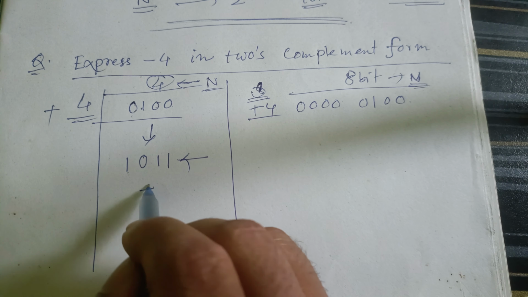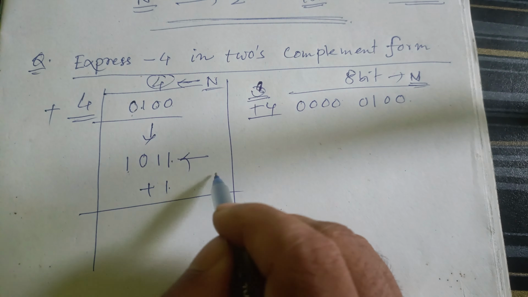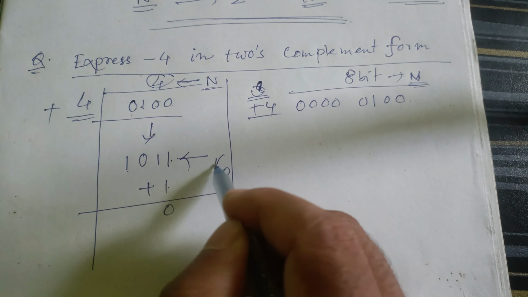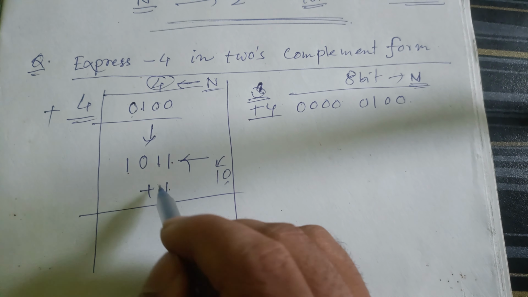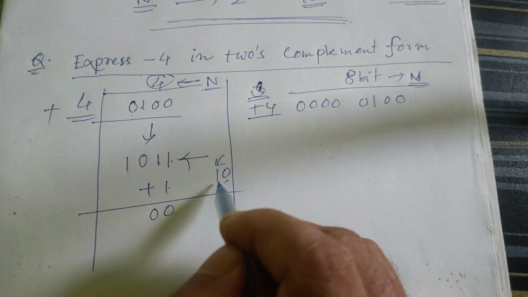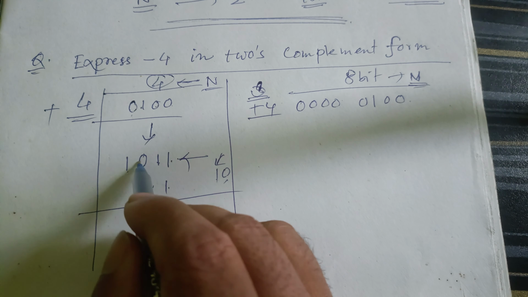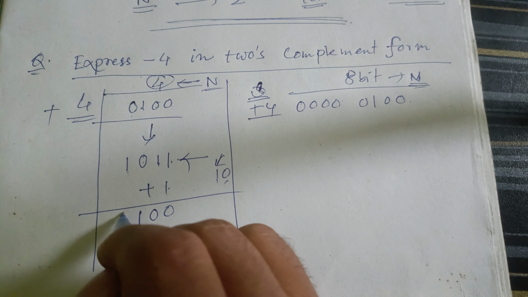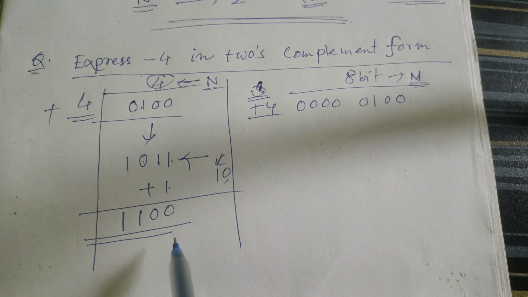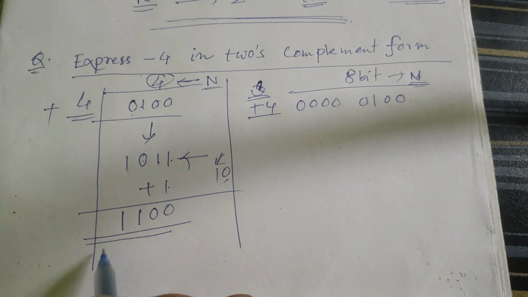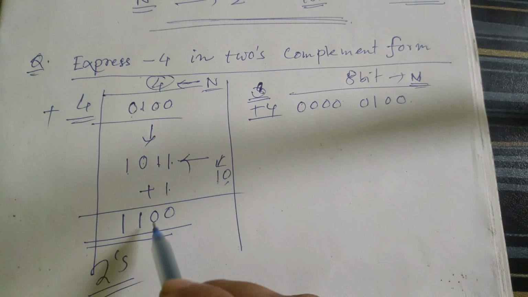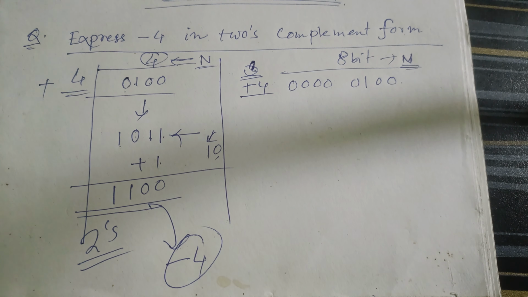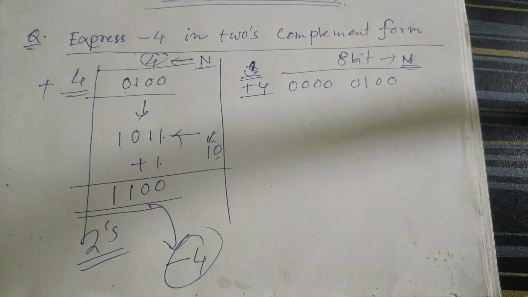Now I have to add plus 1 to it. So 1 plus 1 will be 1 0, so 0 will be here, then carry forward 1; 1 plus 1 will be 0 again, then again we carry forward, so 0 plus 1 will be 1, and 1 will be 1 here. So this one is nothing but the 2's complement form. So this one is nothing but the -4 in the 2's complement form, correct?